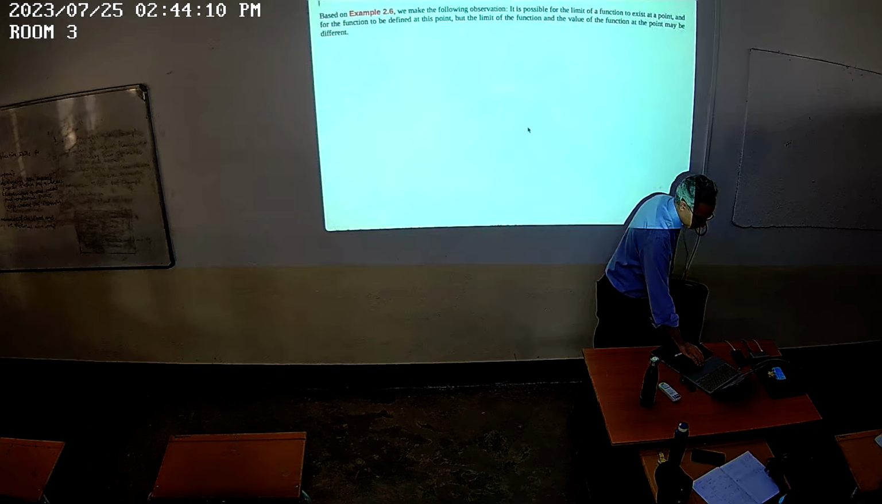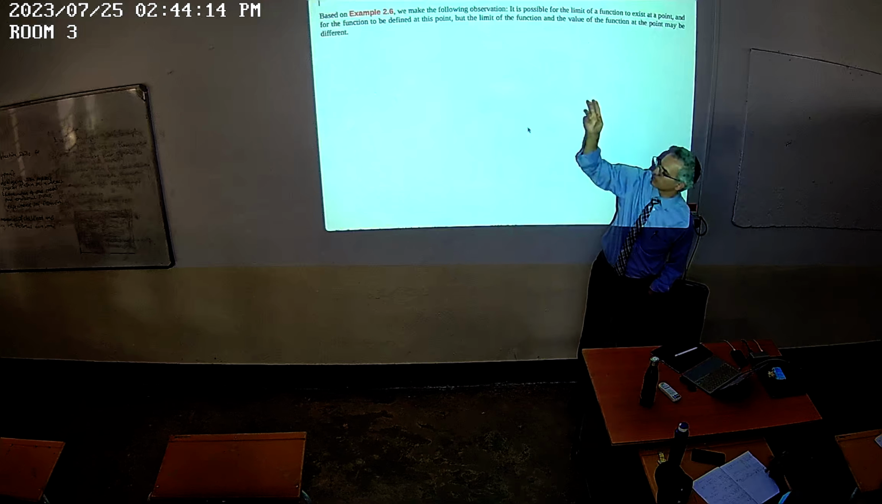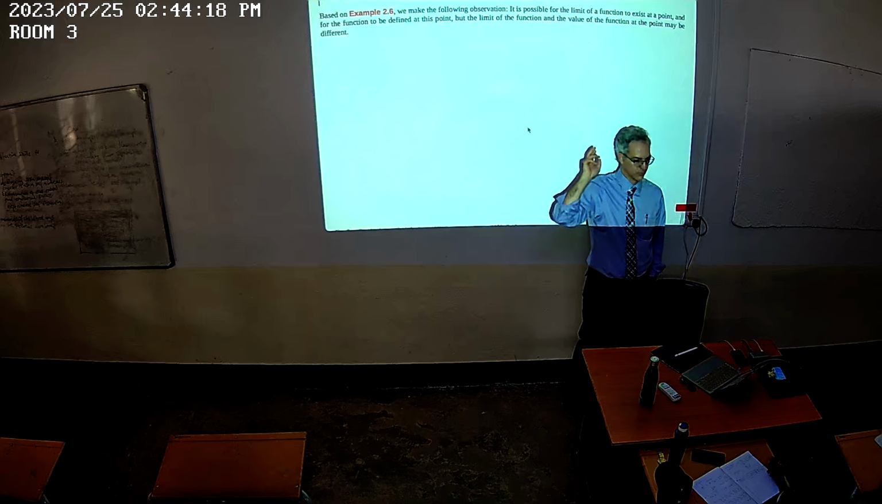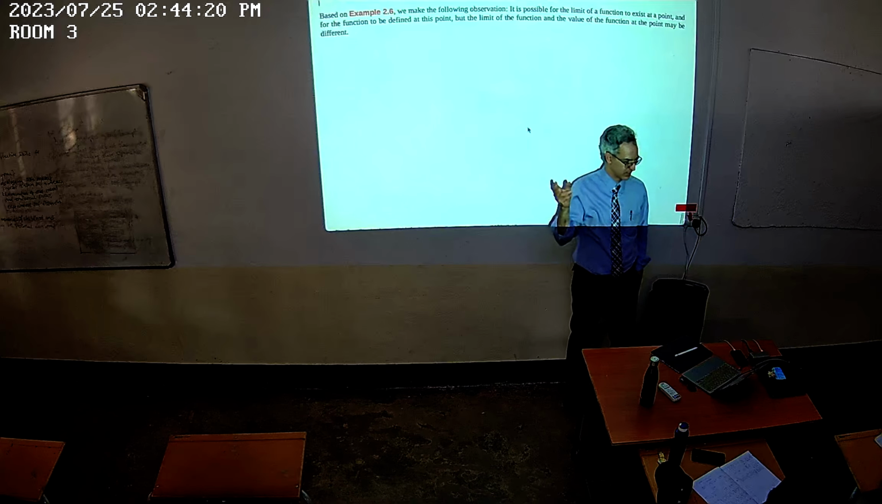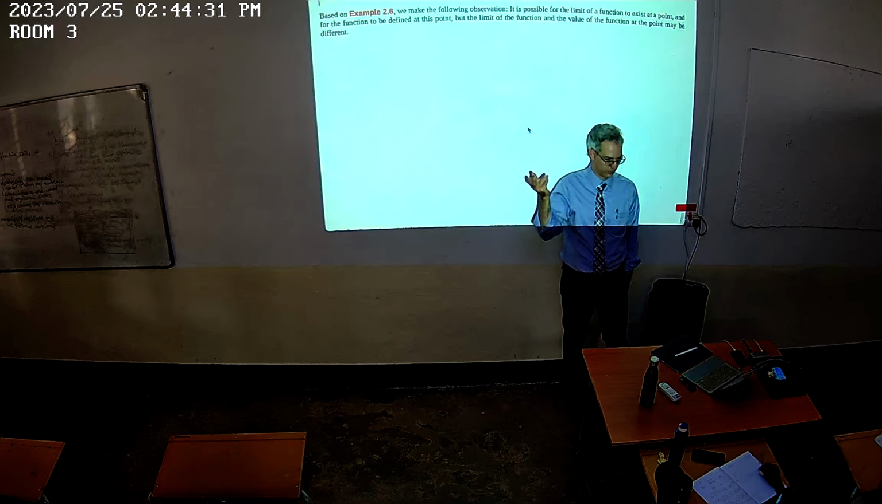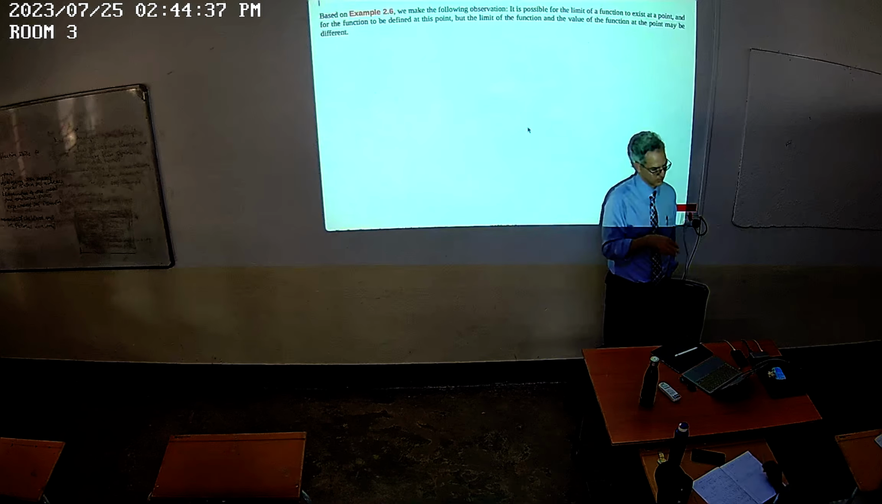So this is what I just said. Based on this example, we can make an observation that it is possible for the limit of the function to exist at a point, and for the function to be defined at a point, but the two have different values. In the example we just saw, the function value was 4, while the limit was 3. It's possible, though not very common.